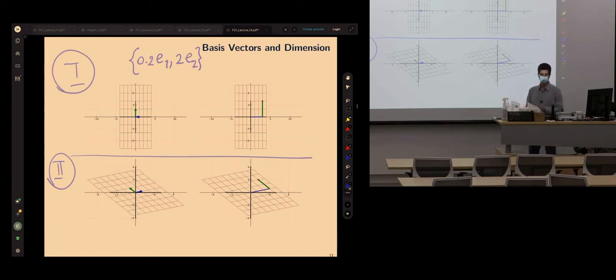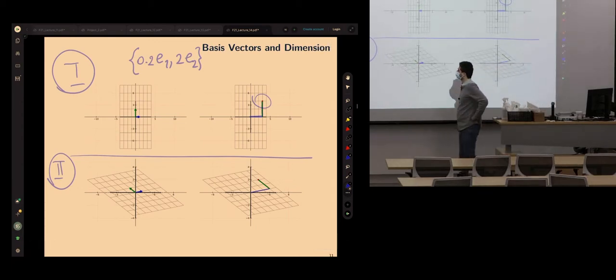It is perfectly fine. But what happens is that 1 unit in the direction of E1 only moves you 0.2, whatever that unit is. And 1 unit in the direction of E2 in this set of bases will move you 2 units. So the grid is stretched. They're not the same thing, but you can perfectly represent a point by moving along the first direction and the second direction.